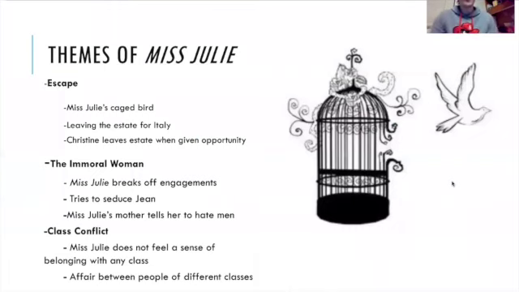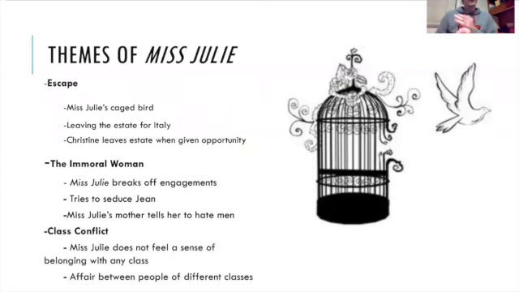So we came up with some themes for the play, which were escape, the immoral women, and class conflicts. First of all, escape. That's shown in how the bird wants to escape the cage that Miss Julie puts the bird in. And then how Miss Julie and John both want to leave the estate for Italy at the end of the play. And then escape is also shown in the play when Christine, when given the opportunity, leaves the estate because she just doesn't want to deal with Miss Julie anymore.